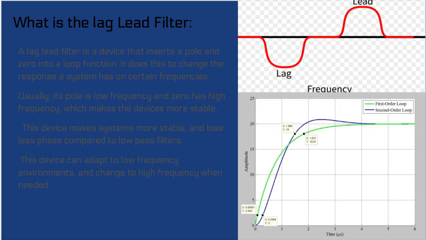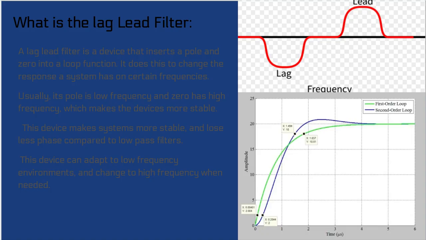So first, I will discuss what the lag lead filter is. It's a device that inserts a pole and a zero into a loop function. The reason it does this is to change the response the system has at certain frequencies, because frequencies depend on how a device acts. It changes the behavior of the device. The way it's designed is that the pole usually has the lower frequency and the zero has the higher frequency. The reason for this is that it makes the device more stable, the lag lead filter.